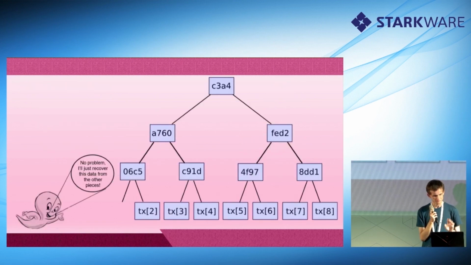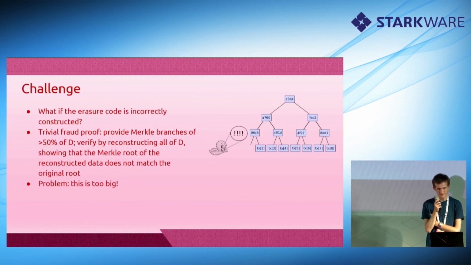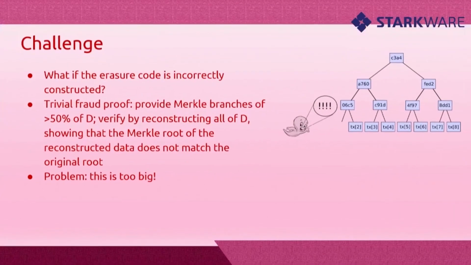Right? So you might think, well, no problem if R prime is constructed correctly. But if it's constructed incorrectly, what do we do? One approach is to just bring back fraud proofs, and we'll make a naive fraud proof. And the naive fraud proof is pretty simple.